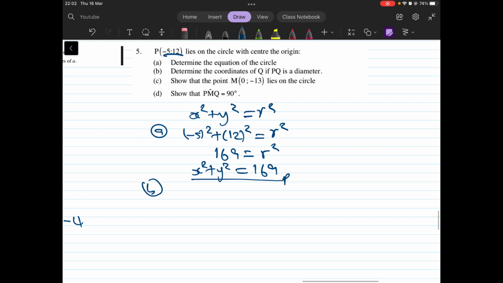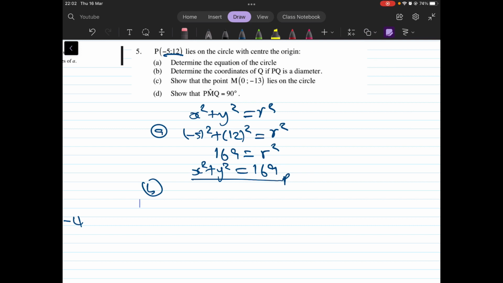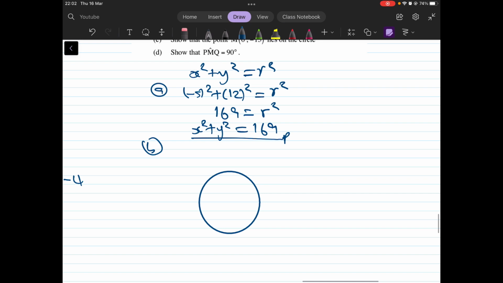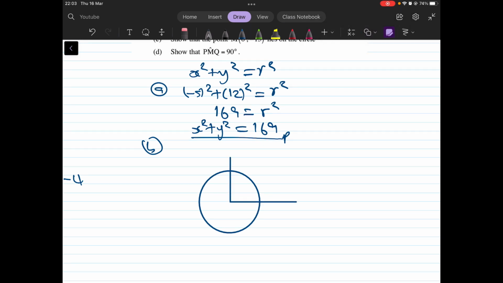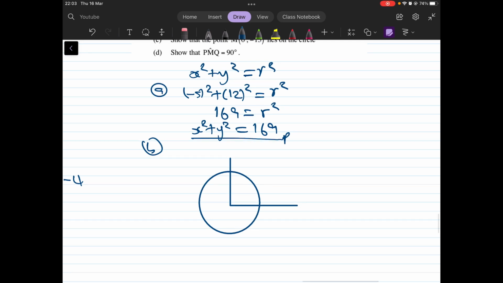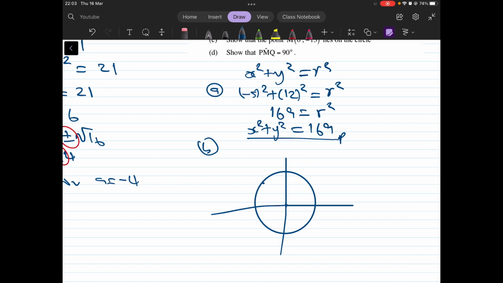B, we are required to determine the coordinates of Q if we know that PQ is a diameter of the circle. So let's look at something of this nature. We already had some things being given to us. We had Q rather being given to us. So I'm just going to try to extend these lines like that. With my bad handwriting, it's fine.